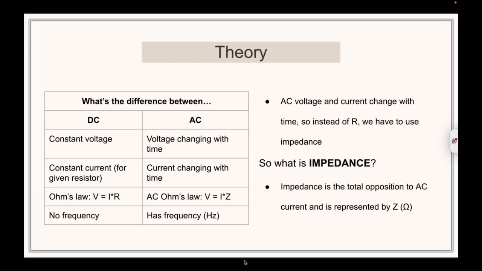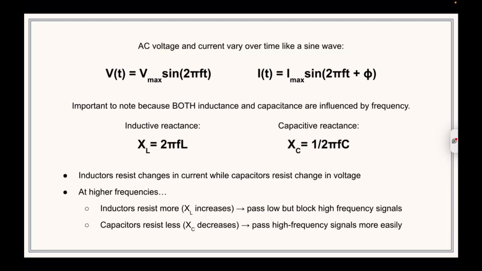Electricity can flow in two main ways, the first being DC, direct current, and the second one being AC, alternating current. In AC, voltage and current change with time and there is frequency, so we can't use Ohm's law of V equals IR. We need impedance, which is in units of ohms and refers to the total opposition to AC current. It also takes into account the reactances of inductors and capacitors.